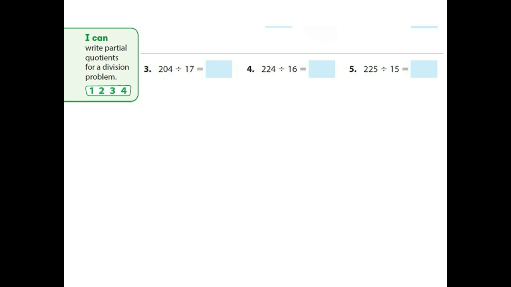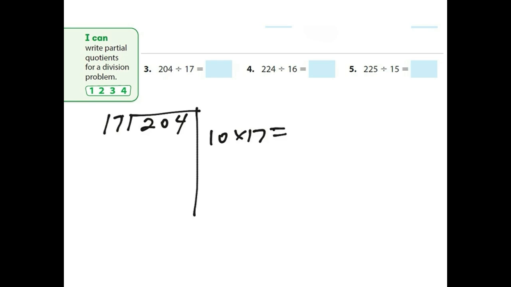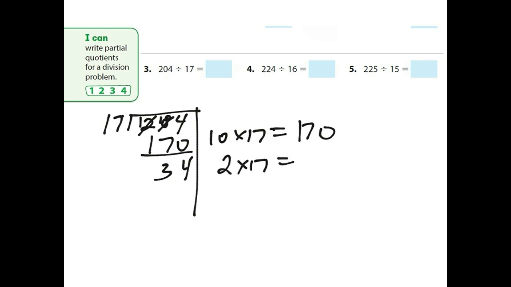I am going to do number 3 with you, and I want you to do number 4 on your own. Right, so I'm thinking 17 divided into 204. Well, I can do 10 times 17. What's that going to equal? 170. So I got 170. 2 times 17 is going to be 34. So we got 12.